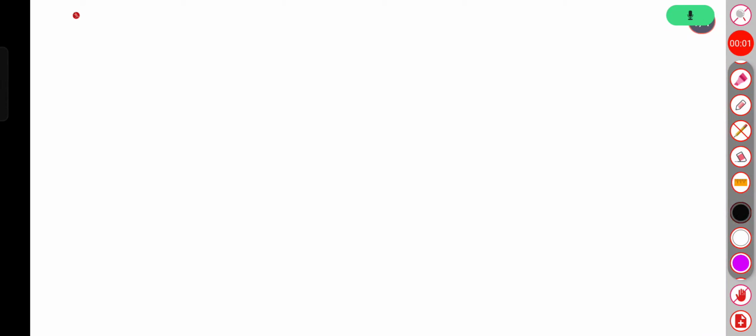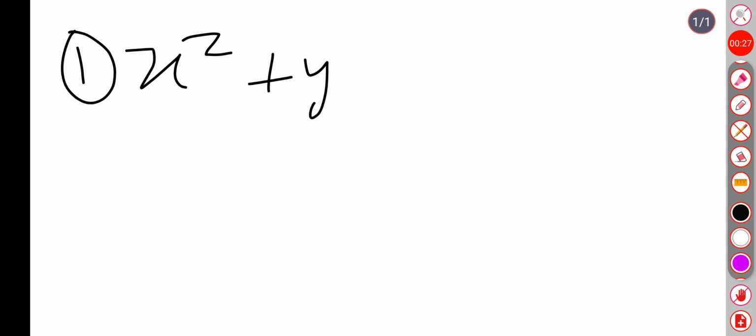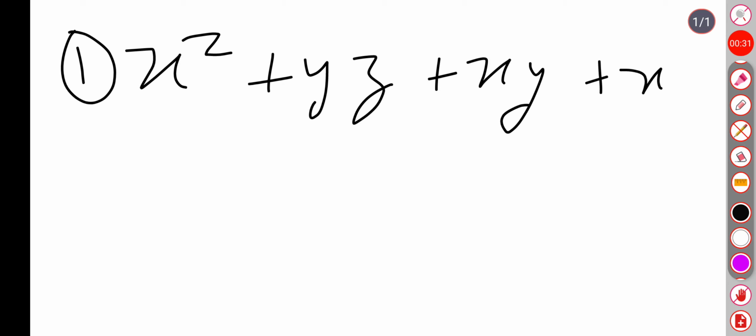Welcome to episode 2 of Concept Crunch, and this is factorization part 2. In the last episode, we learned about grouping terms and taking out the highest common factor and factorizing that. Now we are going to recap or revise those, and then we are going to learn how to factorize using identities. First of all, the question for revision is x squared plus yz plus xy plus xz.